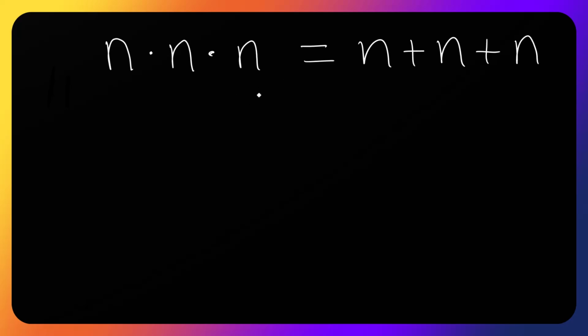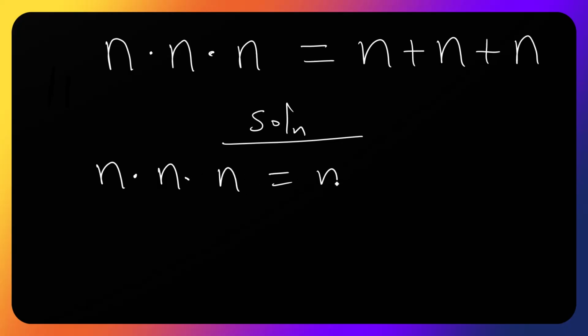All right, let's solve for n here. We are given n times n times n equals n plus n plus n. Solution. All right, so we have n times n times n equals n plus n plus n.